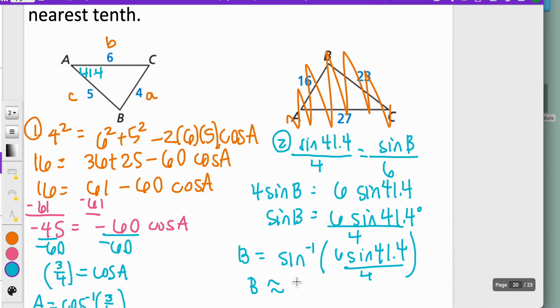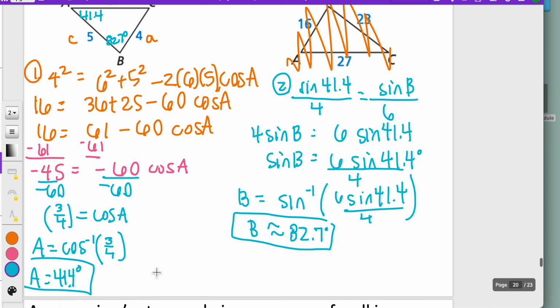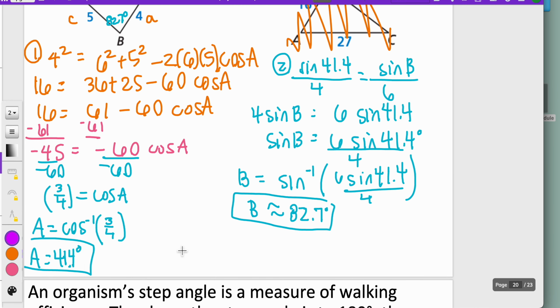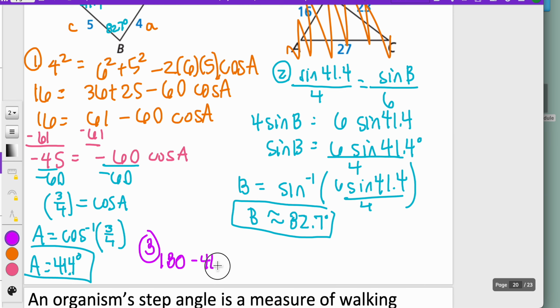82.7, there we go. So B is 82.7 degrees. So now, here's my 82.7 degrees. I'm just going to use all of my degrees to find C. So step 3, 180 minus 41.4 minus 82.7. I'm going to get about 55.9 degrees for letter C.